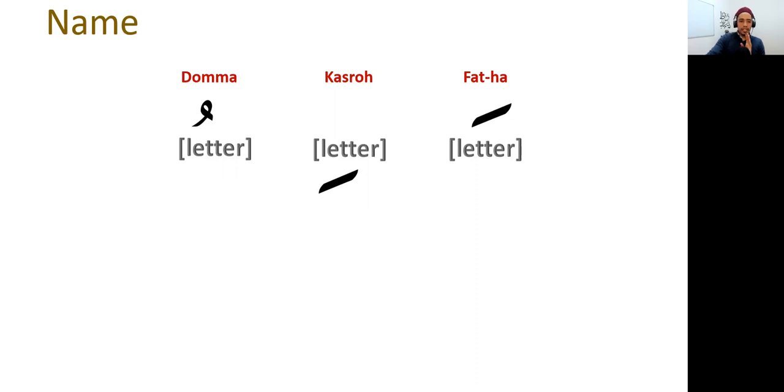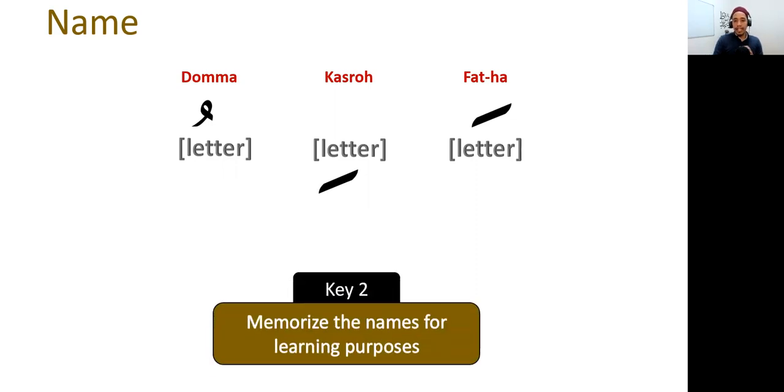Okay? Now let me tell you something interesting about the names of these. All of them fall under one category called Harakaat, which means short vowels. And then each short vowel has its own name. The fatha, the dash on top; the kasra, the dash at the bottom; the dhamma, the ribbon on top. Now here we go. The key is to memorize the names for learning purposes. Why did I say for learning purposes? Because the name itself doesn't have any real practical implications for when we're reading.